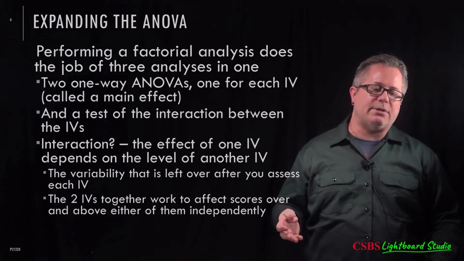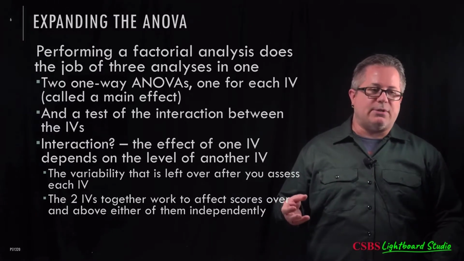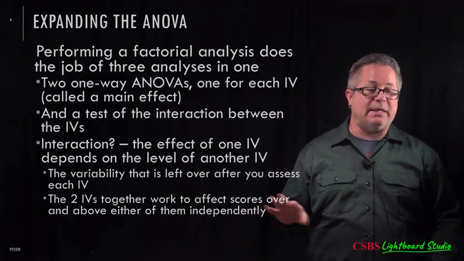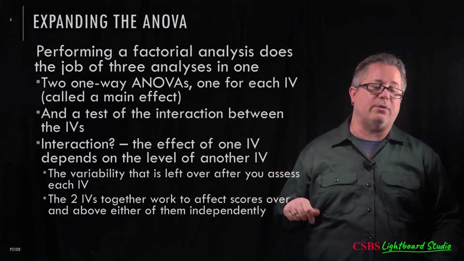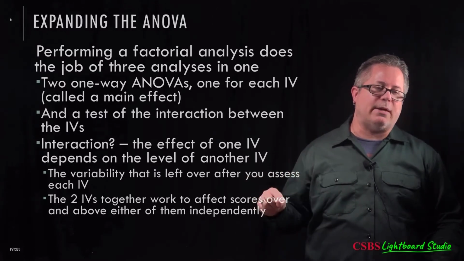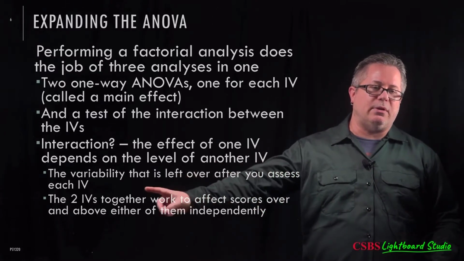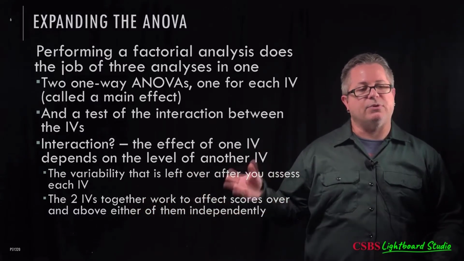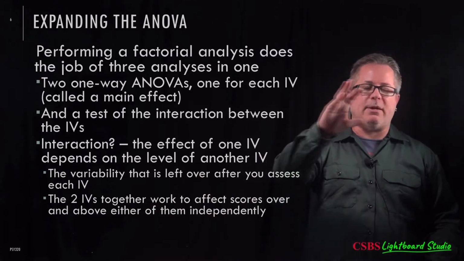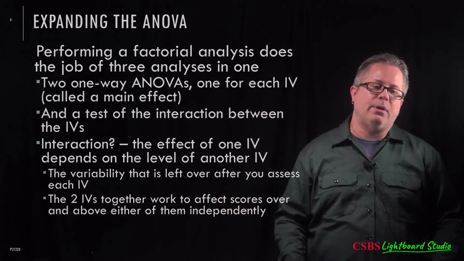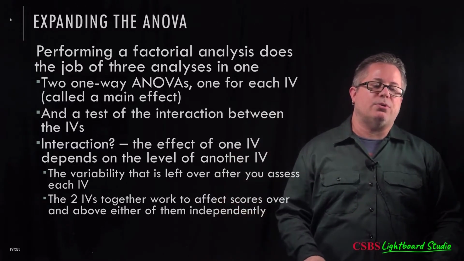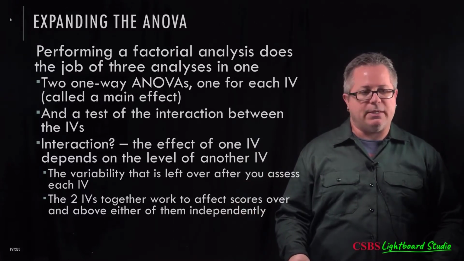However, that's often not the case. Usually we'll do a test for video game and a test for gender, and there's lots of variability that isn't error. It isn't within-groups error. It's between-groups variability that we cannot quite explain with just the main effects. So an interaction is the variability that's left. There's additional variability between those four cells that isn't quite explained by the main effect for video game or the main effect for gender. Another way of thinking about it is the two IVs together work to affect scores over and above either of them independently.